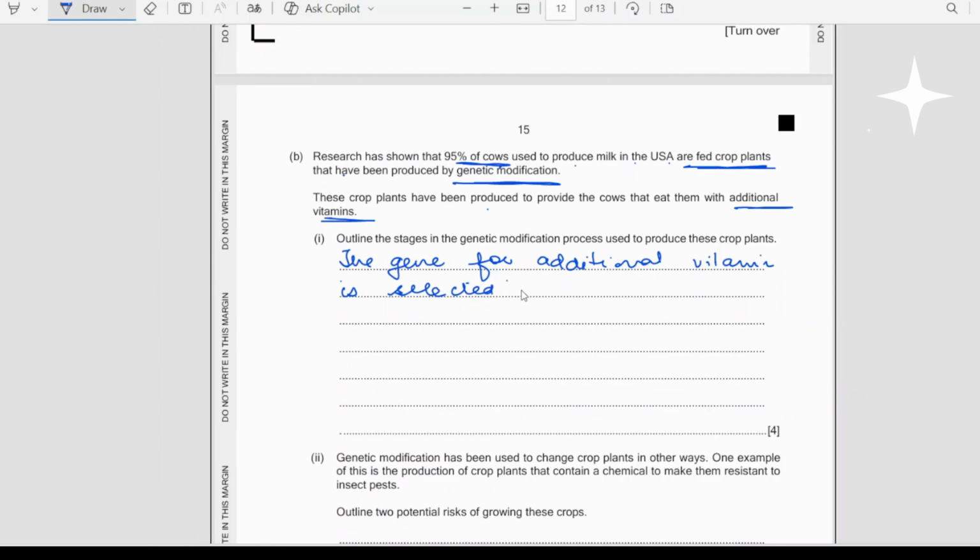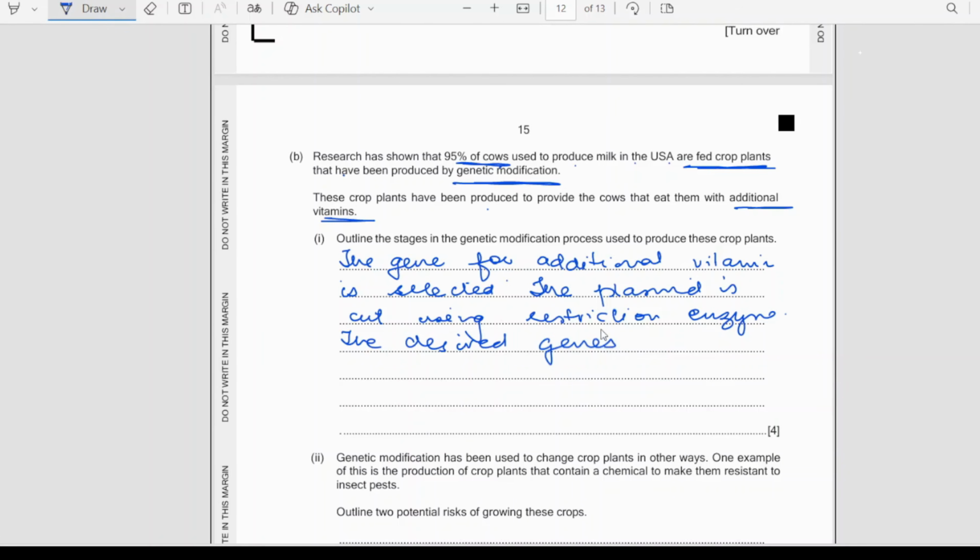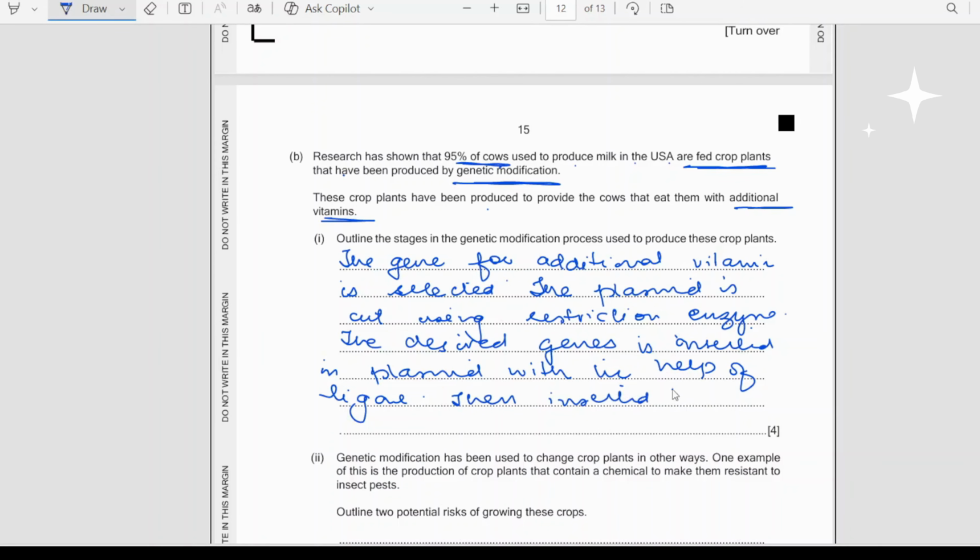Why are they used? Tell me separately. The design is inserted in a plasmid with the help of ligase, and then we put it in the vector, then insert it into the vector to produce copies.